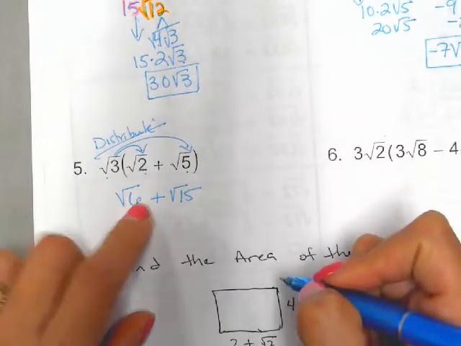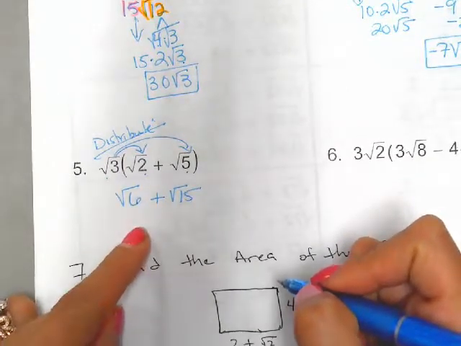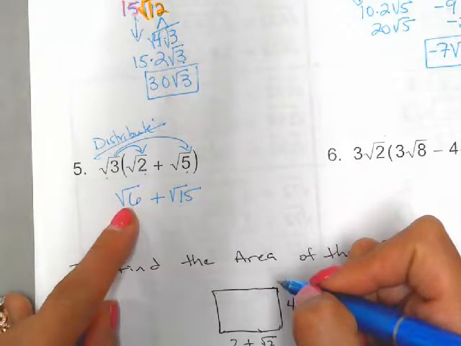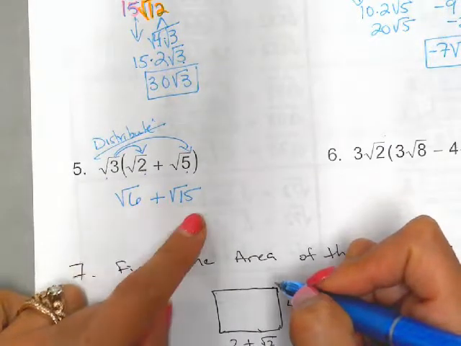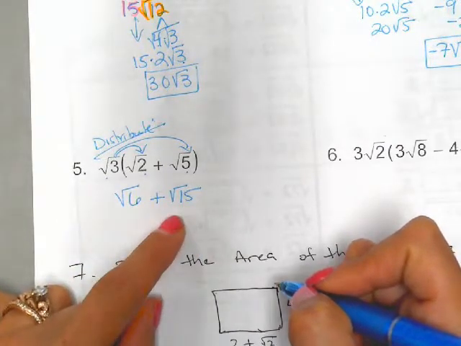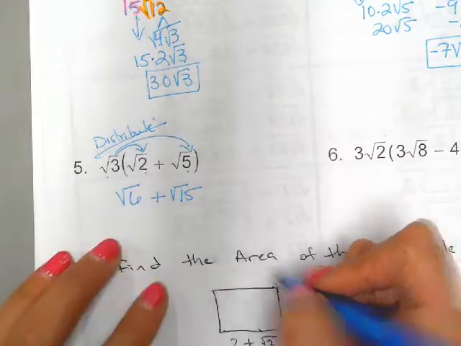6 can be broken down into 2 and 3, but neither one of them are perfect square numbers. So it stays the way it is. Then 15 can be 3 times 5, but neither one of them are perfect square numbers either, so it stays how it is. This is our answer.